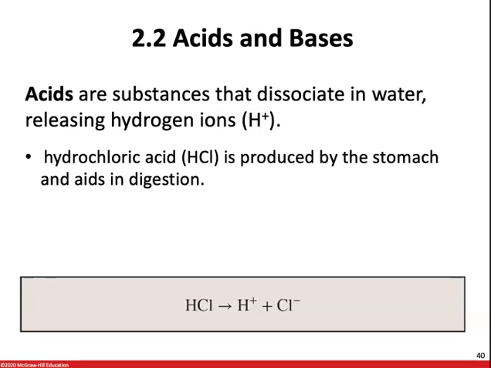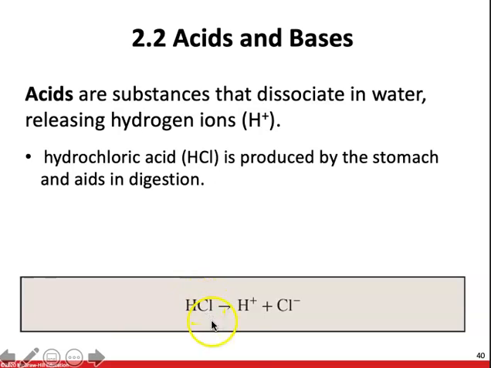So those are our properties of water. Next, we're going to discuss acids and bases. Acids are substances that dissociate in water and release hydrogen ions. You're also going to hear a hydrogen ion referred to as a proton. A hydrogen atom is simply a proton and an electron. If we get rid of that electron, we're left with only a proton. We also call this a hydrogen ion because it's a hydrogen atom that is positively charged because it's missing its electron.